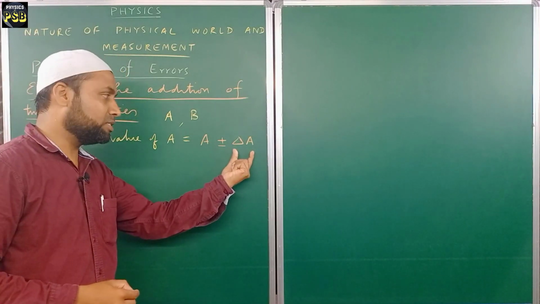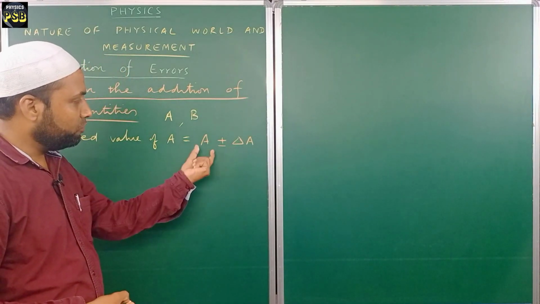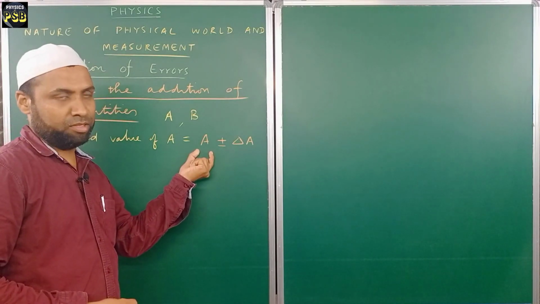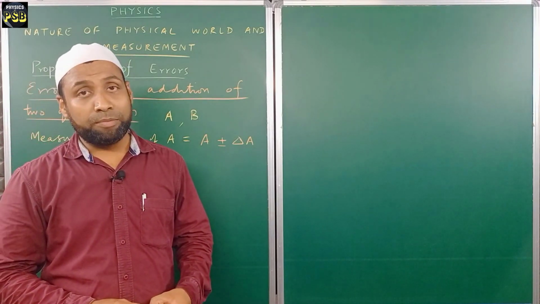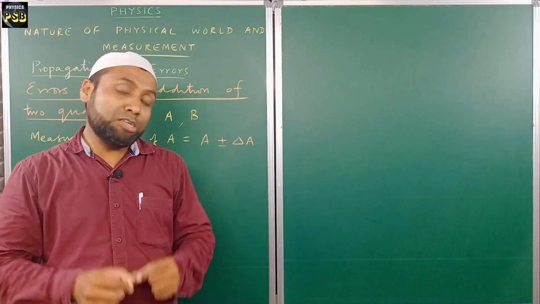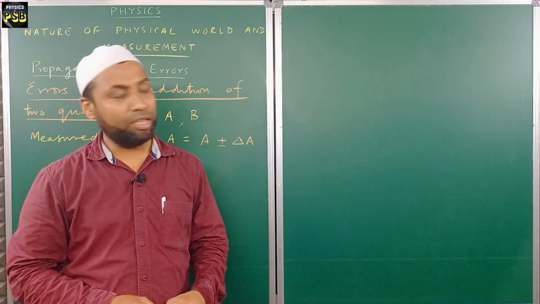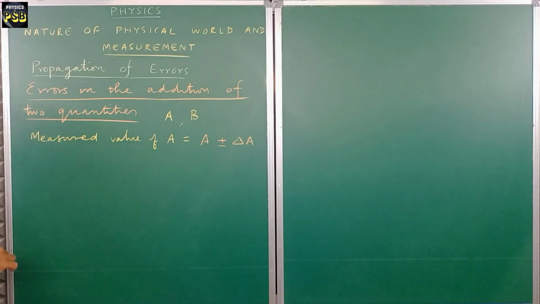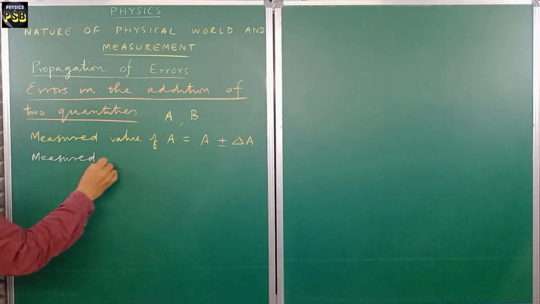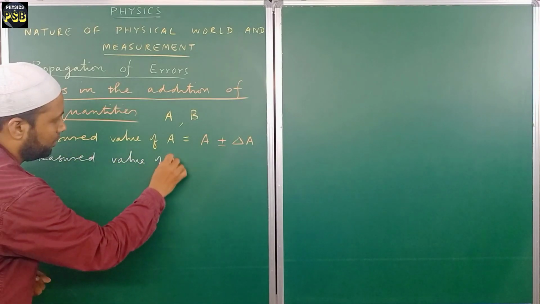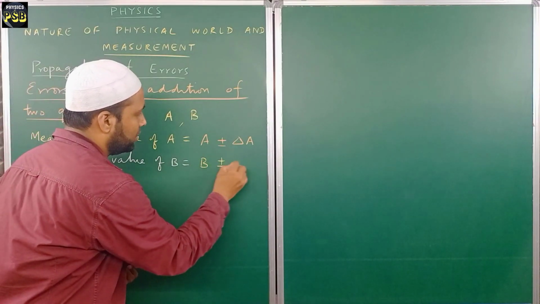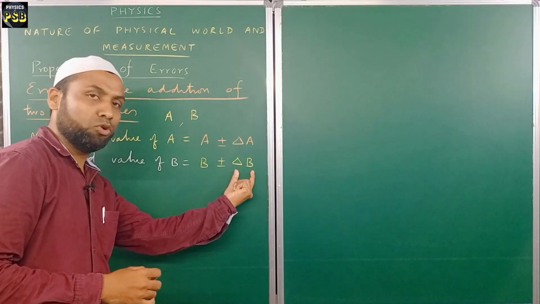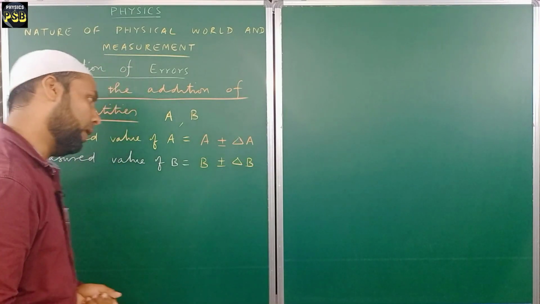Here delta A represents absolute error involved in the measurement of the quantity A. And what is this absolute error? Absolute error is nothing but the magnitude of the difference between measured value and the true value. Okay, fine. The next measured value of B. Measured value of B is found to be B plus or minus delta B. Here delta B is the absolute error in the measurement of a quantity B.